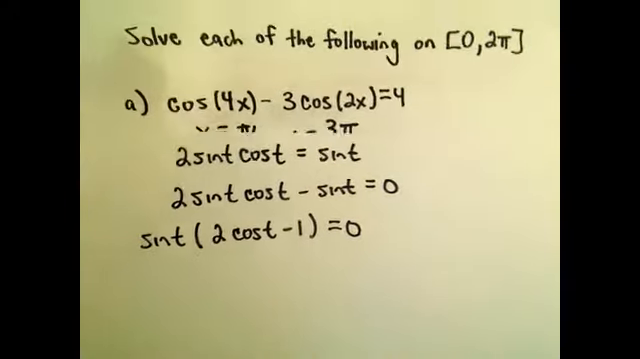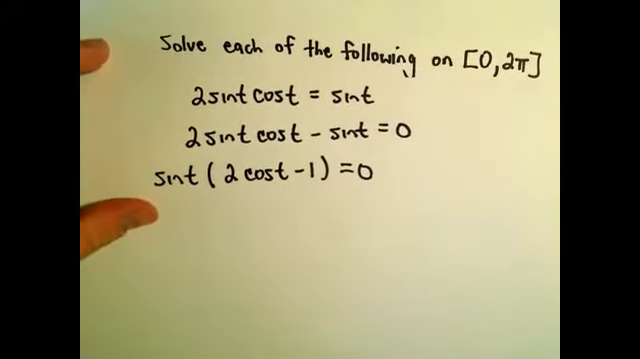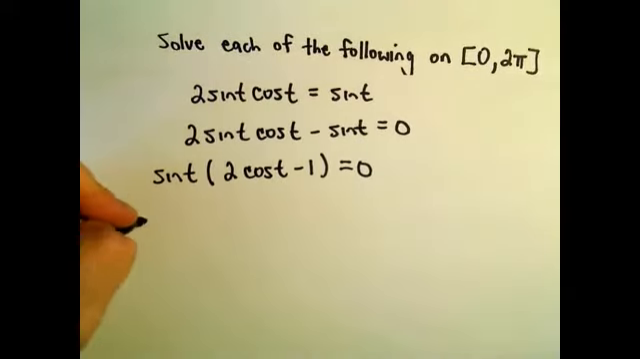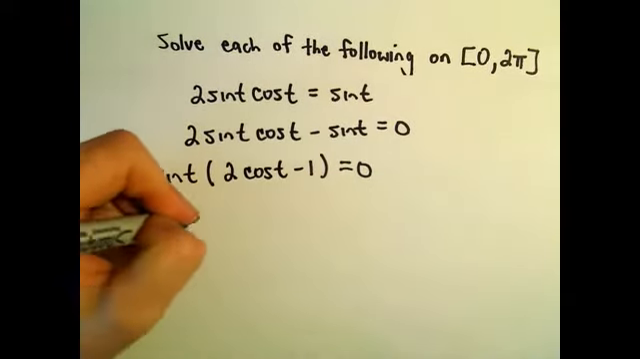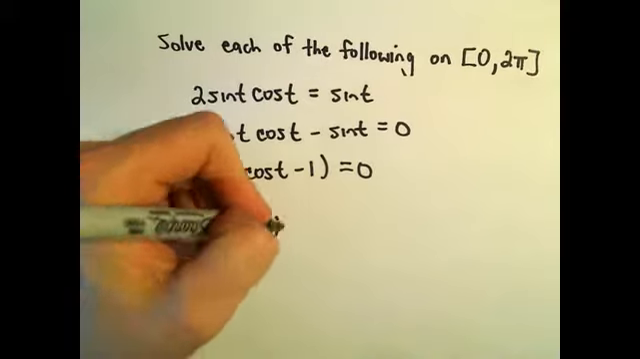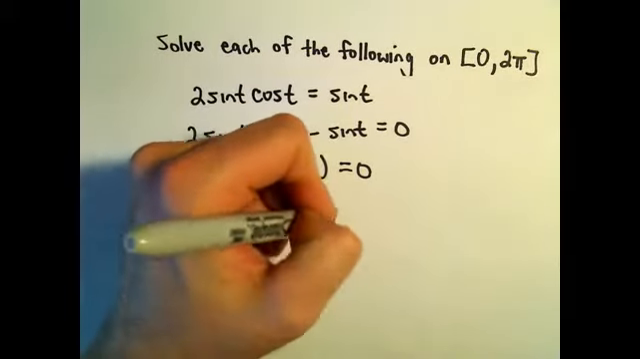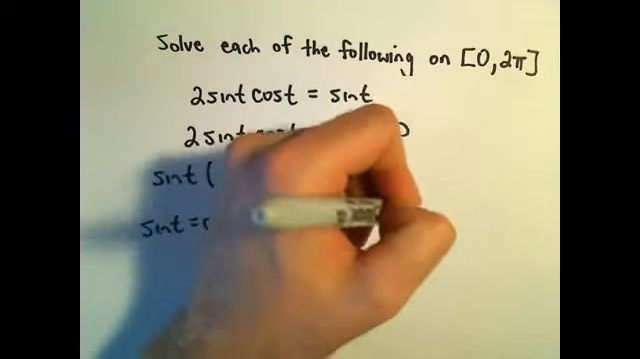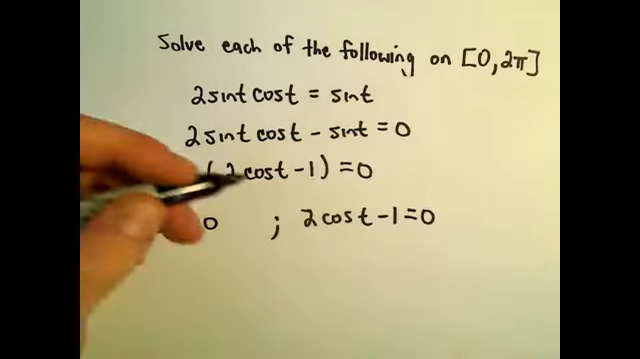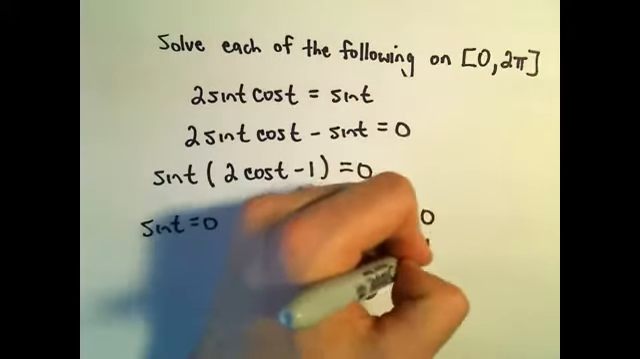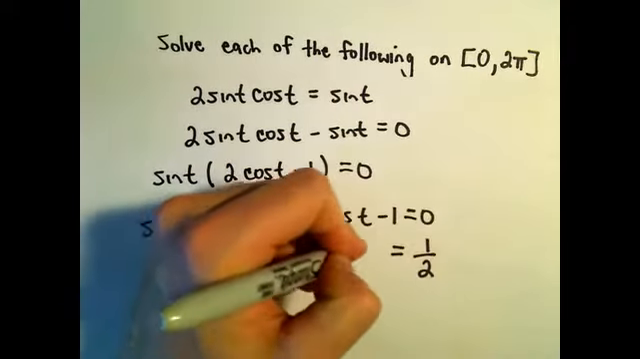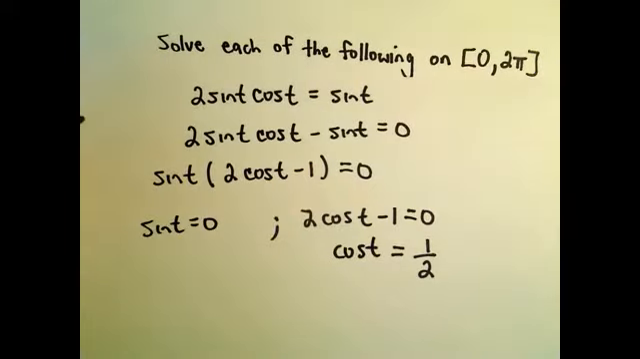And now all we have to do is take each factor and set it equal to 0. So we'll set sine of t equal to 0. We'll take 2 cosine t minus 1 and set that equal to 0. Well, we can add 1 and divide by 2. So now we're just thinking about solutions.